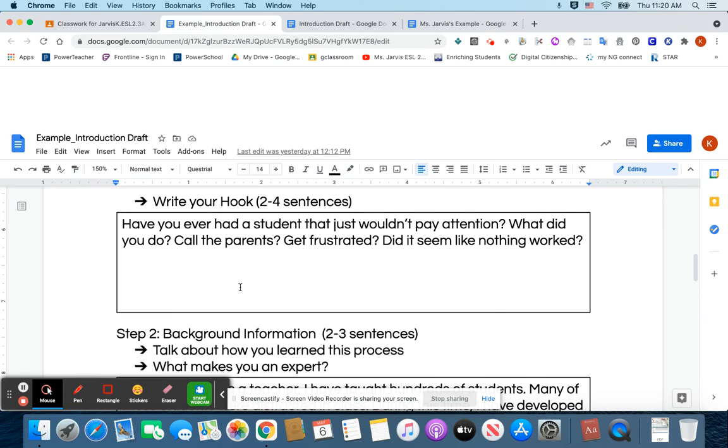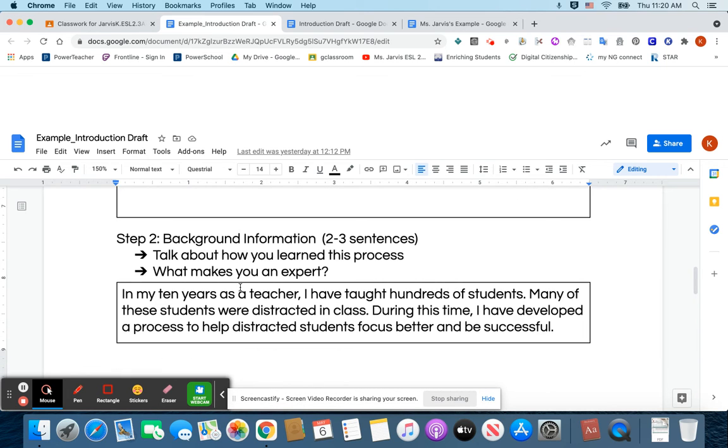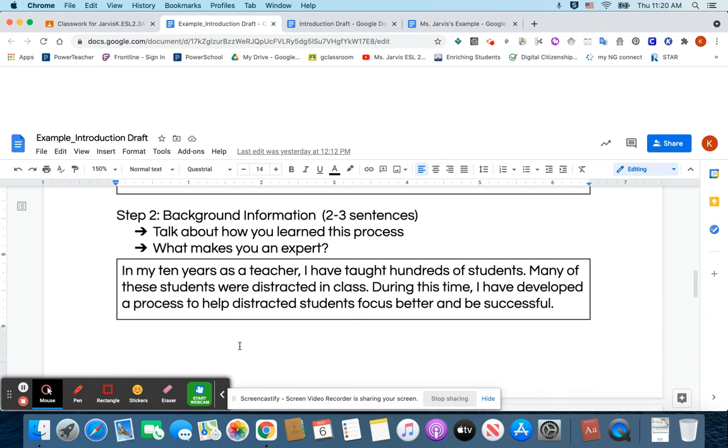Next step is to write the background information. You're going to tell the reader how you learned this process and what makes you an expert on this topic. Here's my example. In my 10 years as a teacher, I have taught hundreds of students. Many of these students were distracted in class. During this time, I have developed a process to help distracted students focus better and be successful. All right, that's your second step.